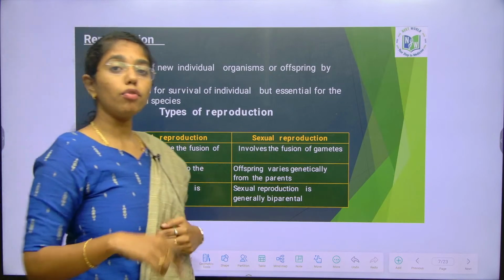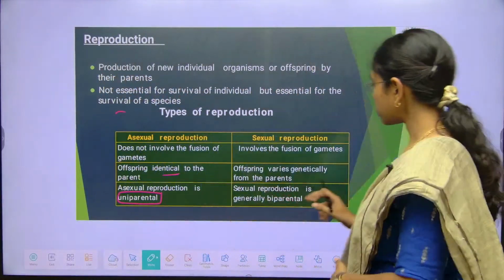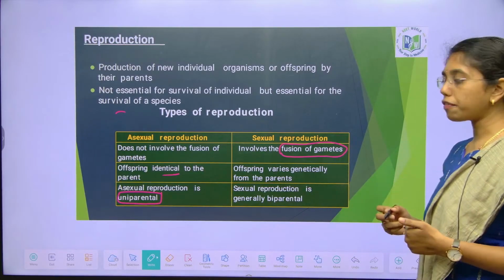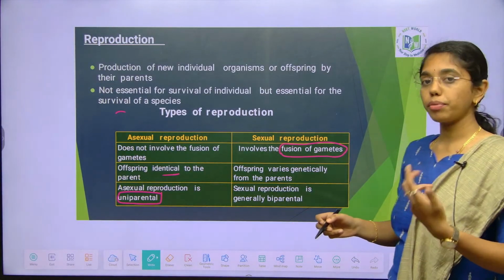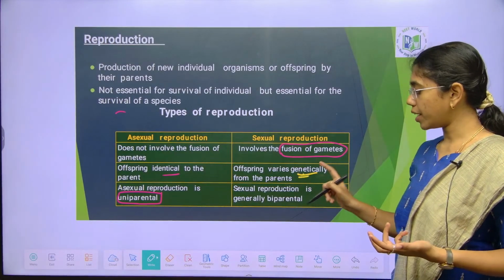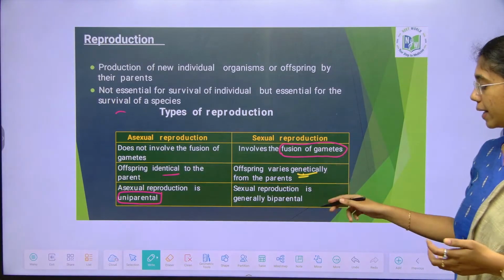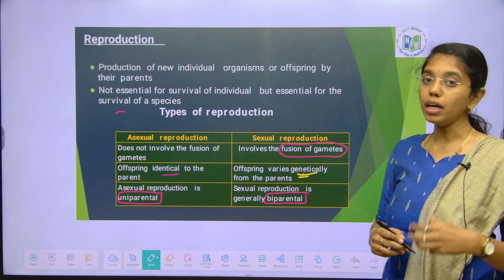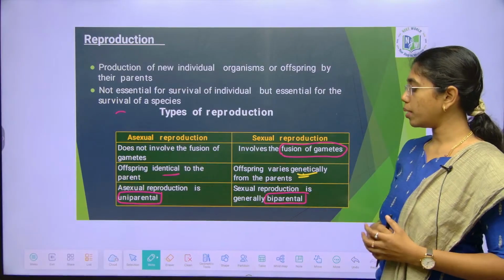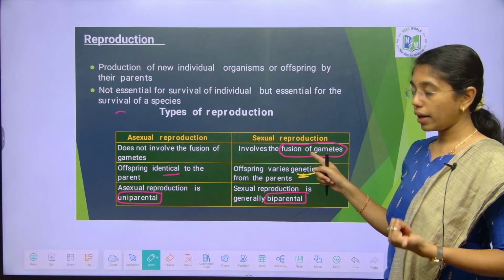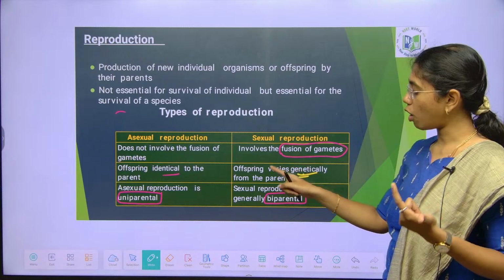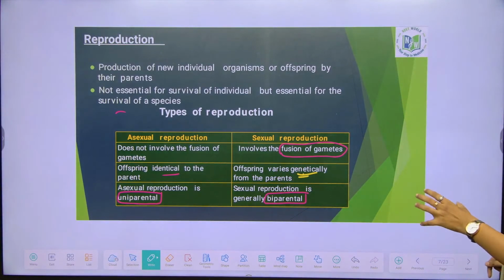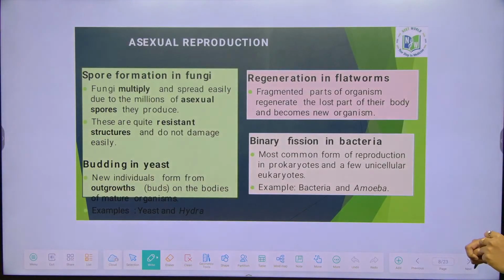Sexual reproduction involves fusion of gametes, where offspring will vary genetically from the parents. It is biparental: two parents are involved in the formation of the individual. So, sexual reproduction involves fusion of two gametes, and the offspring vary genetically and it is biparental. This is the key difference between asexual and sexual reproduction.